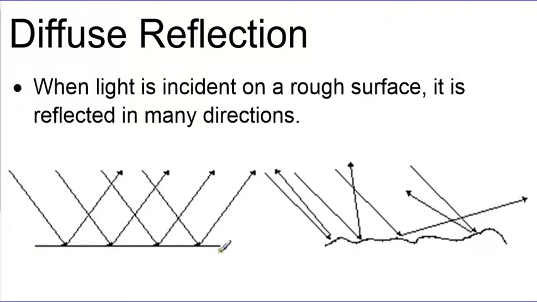Whereas if we were to have a perfectly smooth surface, the light rays would completely obey the law of reflection and would only go in those directions.